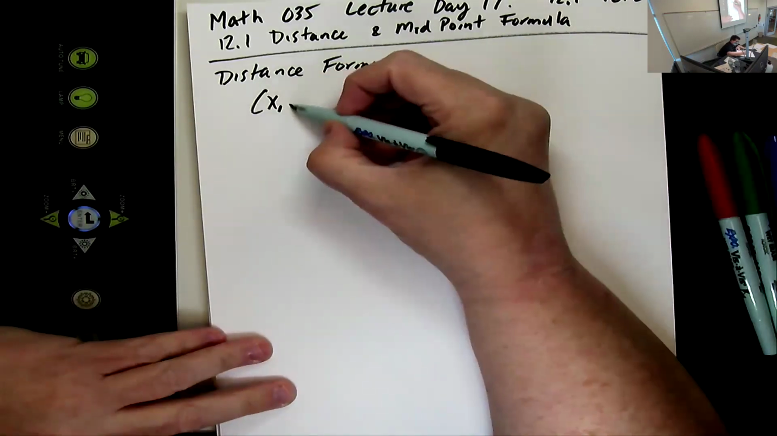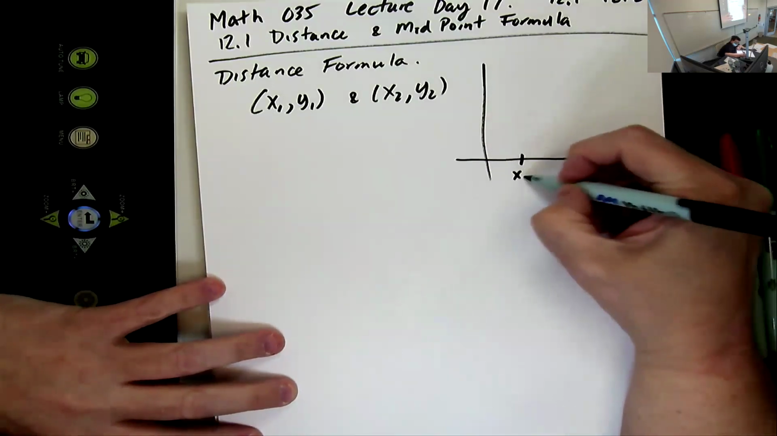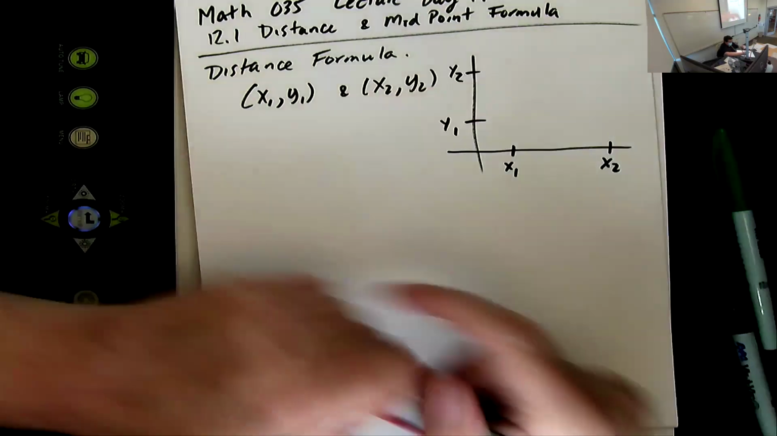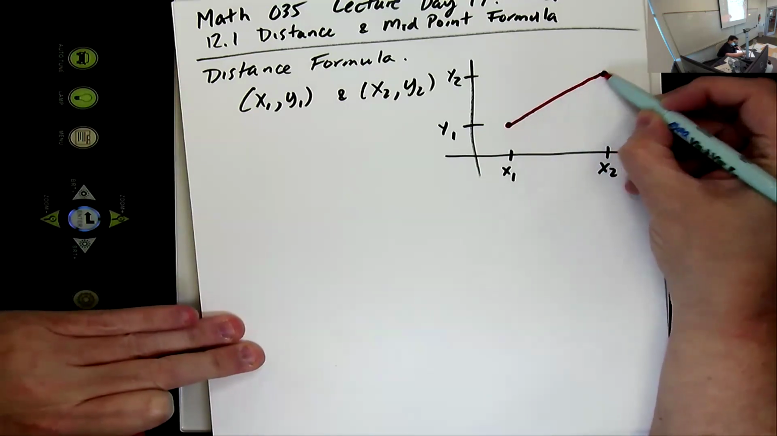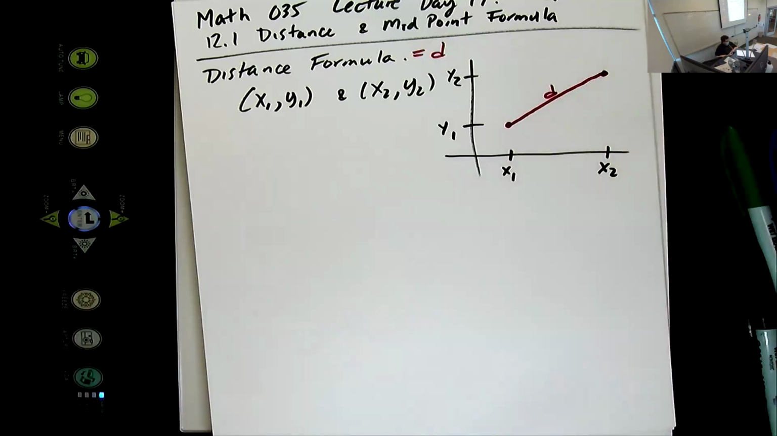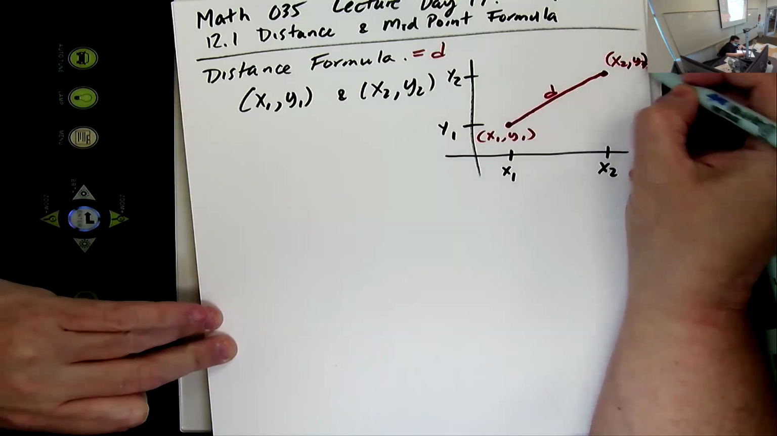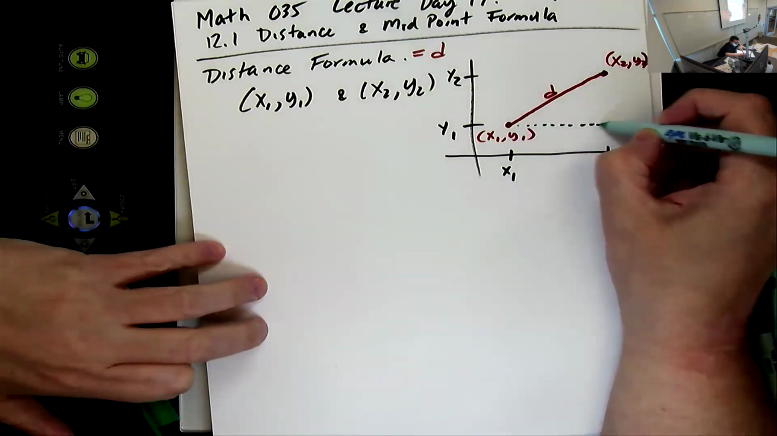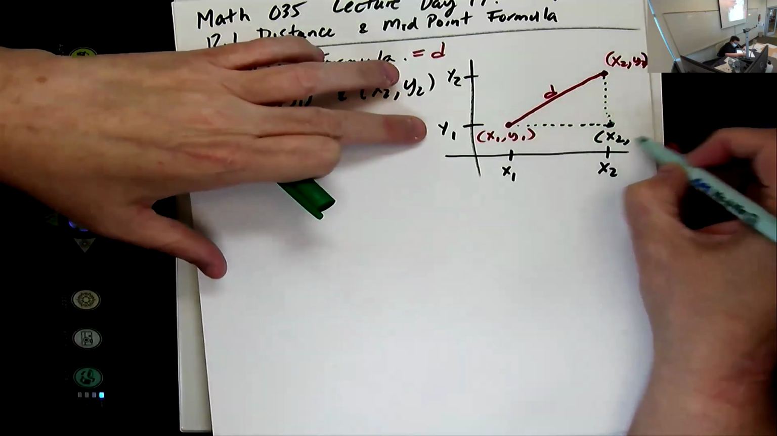Let's say I have a point x1, y1, and another point x2, y2. So that's x1, y1, and that looks like x2, y2. So our distance, we're going to call it d. D is the length of that line. And to show you where this comes from, we're going to make a little triangle here real quick. And this point is at, the x value is x2, and the y value is y1.